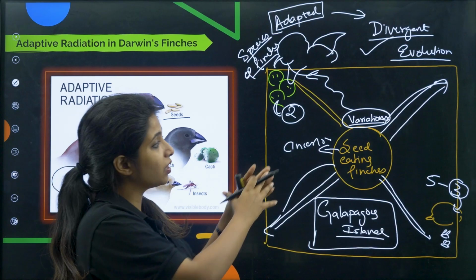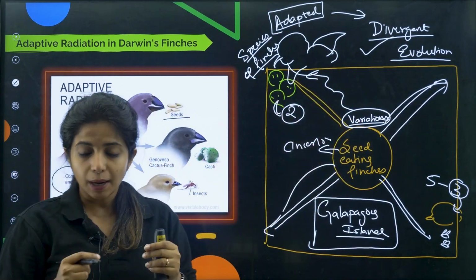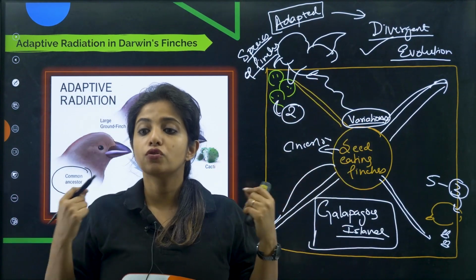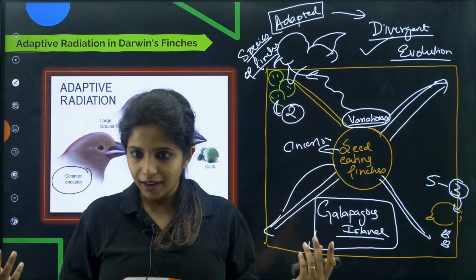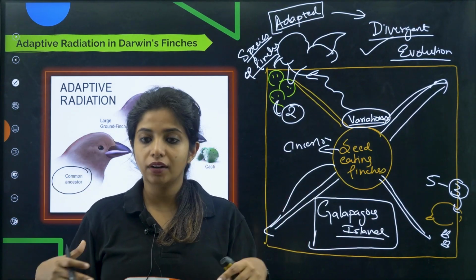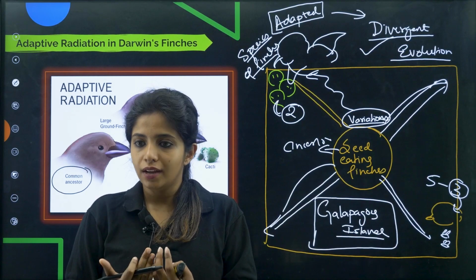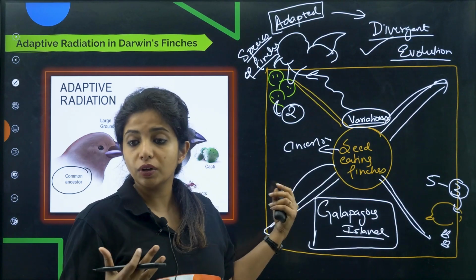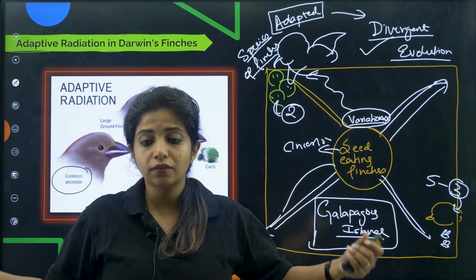We can say adaptive radiation happened, which is why this whole process is known as divergent evolution. Yeah, adaptive radiation has happened. They got adapted to that particular area. Now you have different species over there. You have different species of this particular bird over there. And this is an example of divergent evolution.